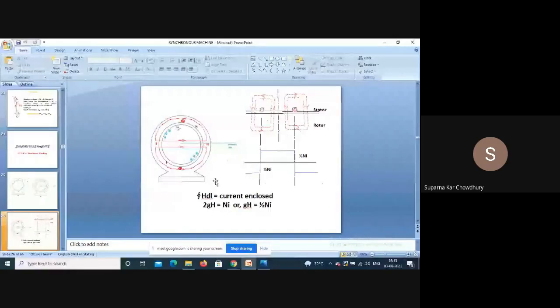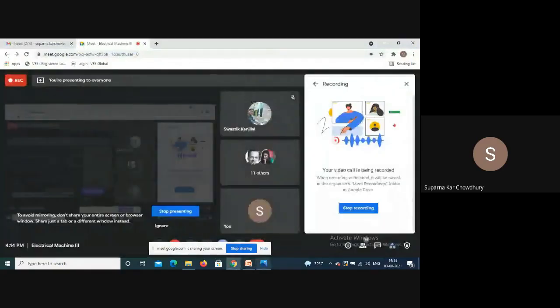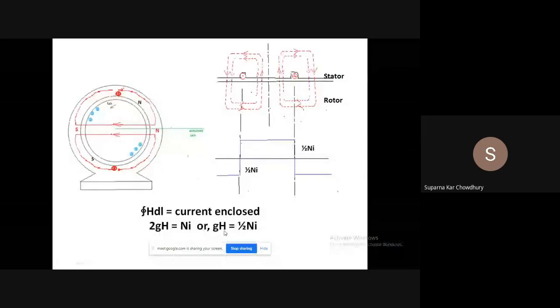So the integral of H dl is the current enclosed. The integral of H dl is written as 2GH, twice G, because G is the air gap length, so it is crossing the air gap twice. So this is 2GH equal to NI. So GH is equal to half NI.